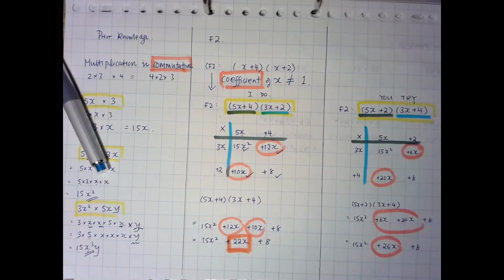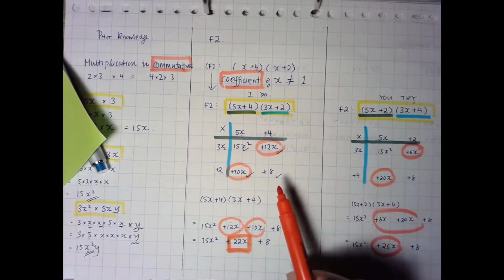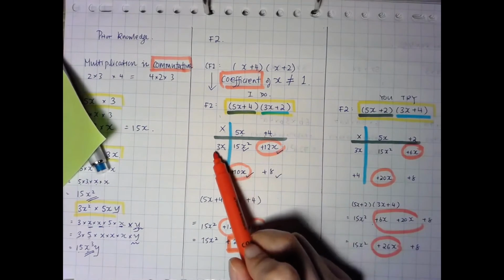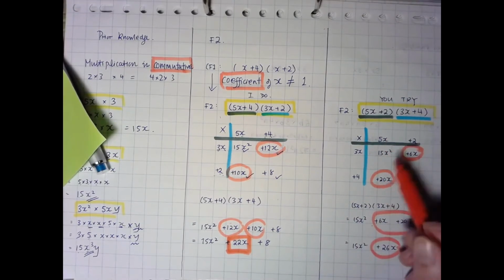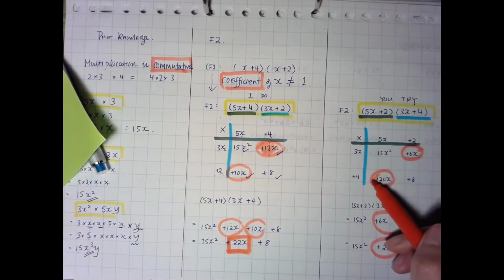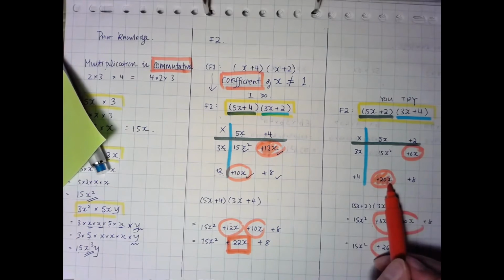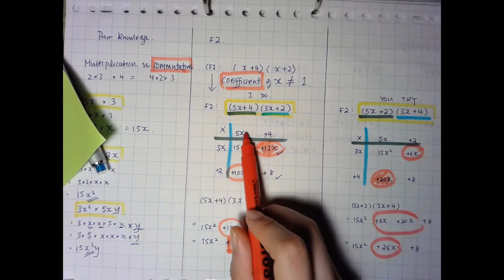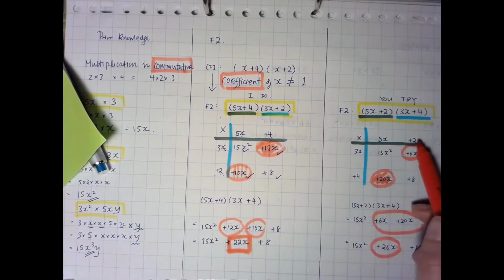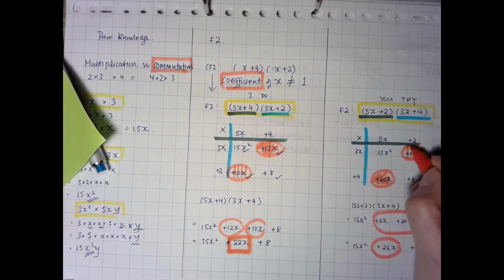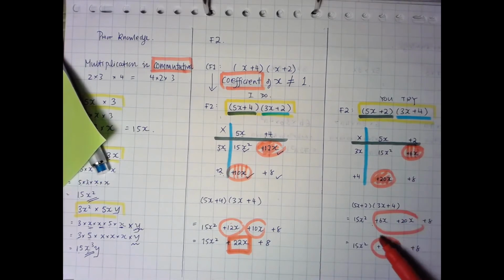Comparing your grids, the positive 4 multiplied by 3x, but positive 4 was multiplied by 5x here. This gave us different x's. The positive 2 was multiplied by 5x, but the positive 2 was multiplied by 3x here. Again, different x's. So the only thing that's going to be different is the coefficient of x in your expressions.